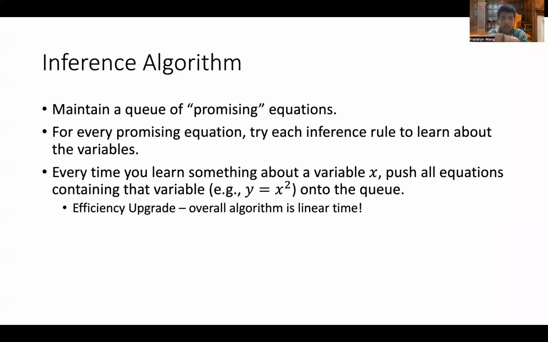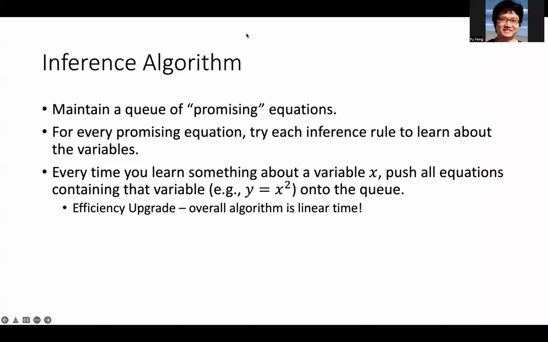And eventually, basically the point is that you don't push these equations on very often. You only push this equation, y equals x squared, onto the queue if you learn something about y or you learn about x, right? And you can only learn something about x finitely many times. Like a constant number of times.